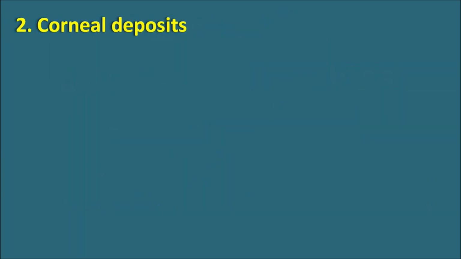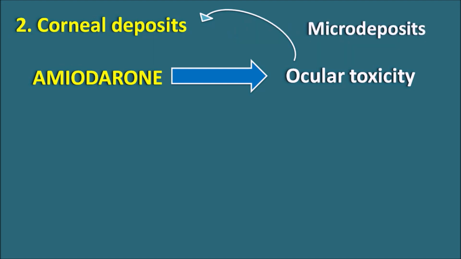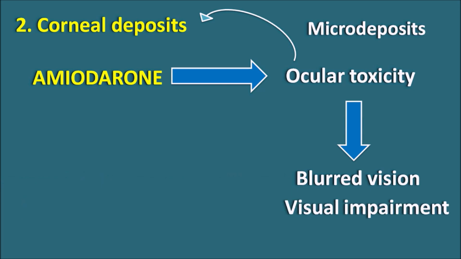Second one is the corneal deposits. Again, amiodarone can produce some ocular toxicity, and because of ocular toxicity, it can produce corneal deposits. We can just remember this side effect as iodine can produce some staining on the skin as well as the cornea, but this ocular toxicity may not be related with the iodine. And particularly this drug produces micro deposits on the cornea. These micro deposits are not directly observed by physical examination, but still they can affect the function of the eye. So because of these micro deposits, amiodarone can produce some blurred vision as well as some visual impairment. Some halos can be observed in the vision.